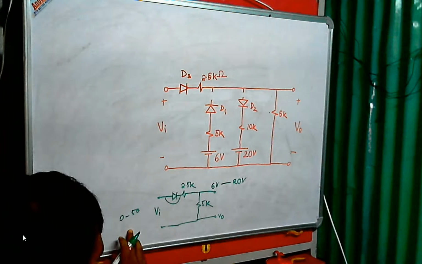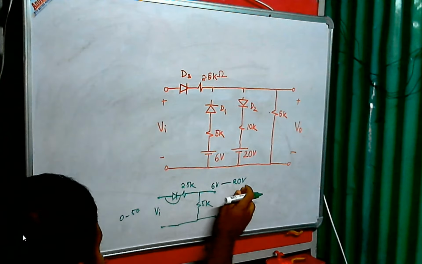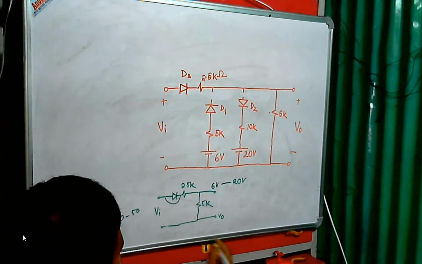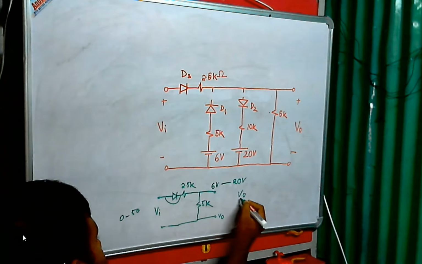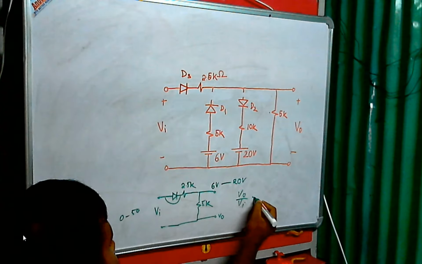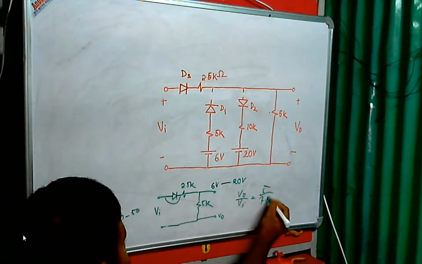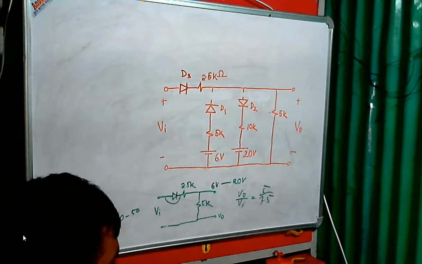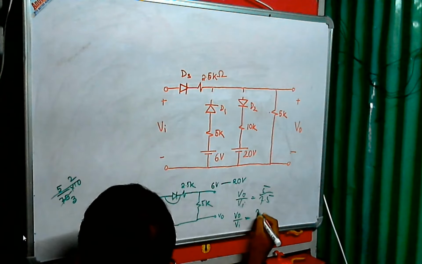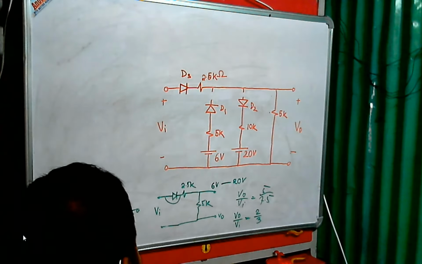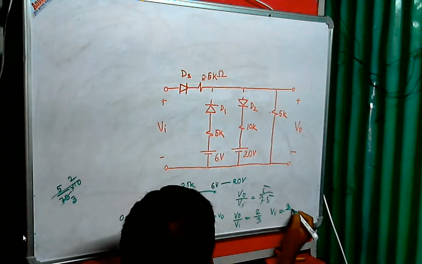But we are considering the output from 6 to 20 volt. So what is the corresponding input voltage? We need to see. It is simply a voltage divider circuit. So you can write Vout by Vin as 5 divided by 5 plus 2.5, that means 7.5. So Vout by Vi is basically 2 by 3. Now you can write Vi as 3 by 2 Vout.